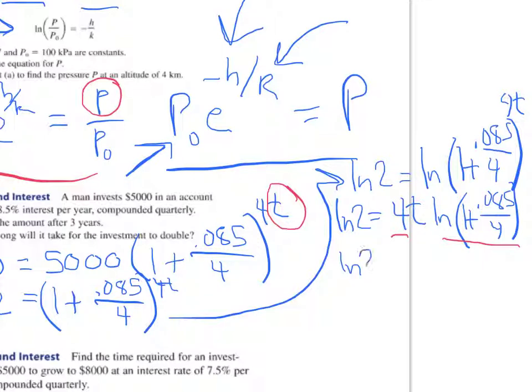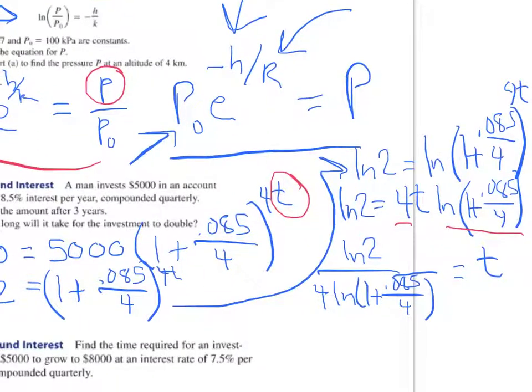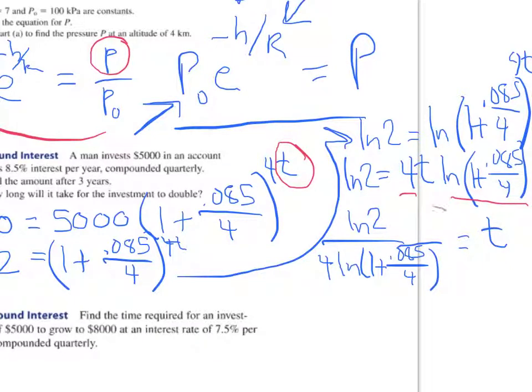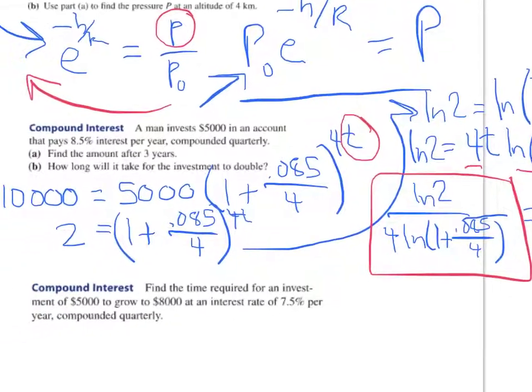So I have the natural log of 2 divided by 4 times the natural log of 1 plus 0.085 over 4, which is equal to t. And so that's it. Time is equal to that expression. So now it's just a matter of entering that expression correctly into your calculator. It can be kind of complicated to enter. Just give it a shot, see what you can do, and that's all there is to it.